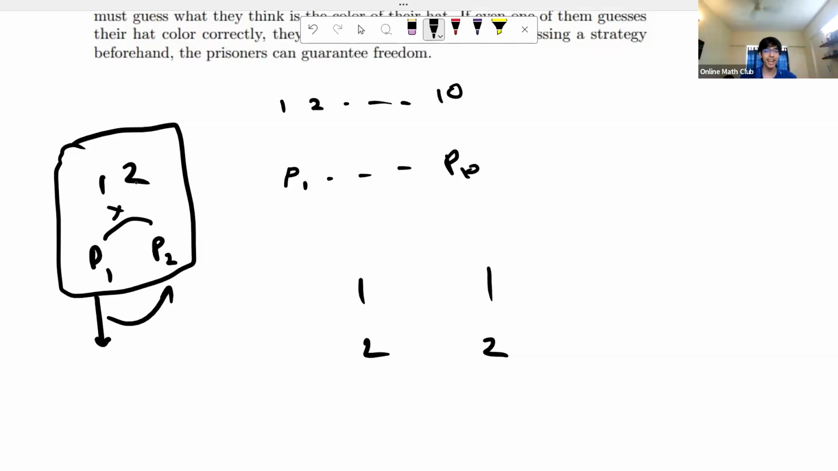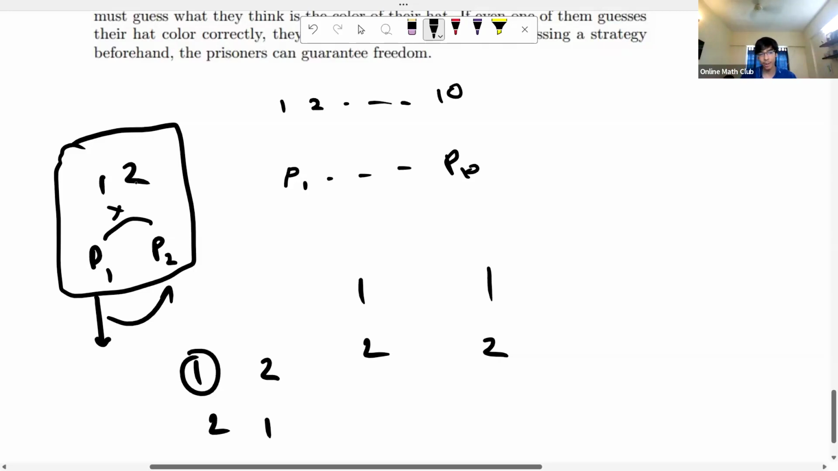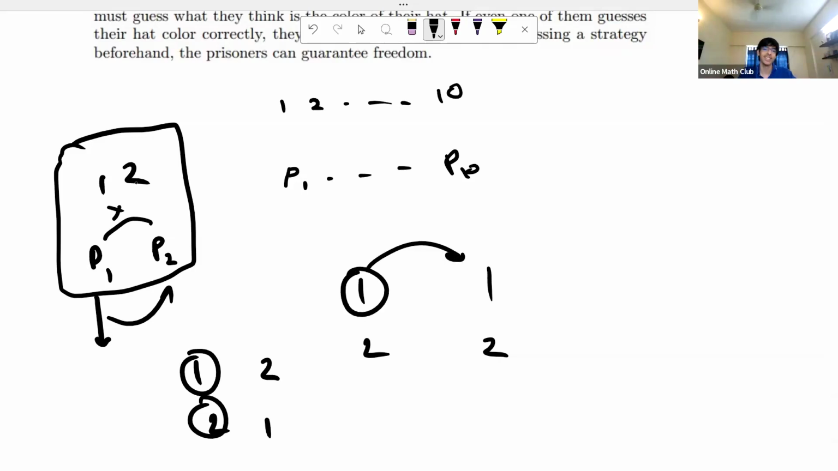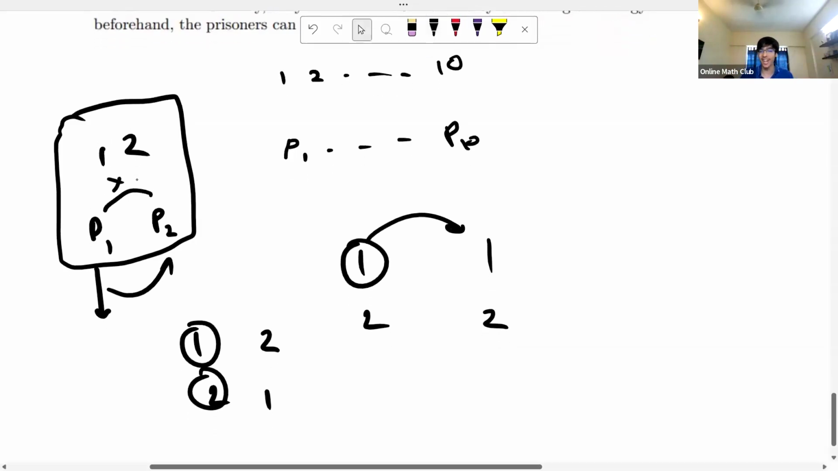Does that make sense? If they have 1, 2, or 2, 1, then person 2 will guess correctly because they guess the opposite of this person, which is their own. And if they're the same, then person 1 guesses correctly. And once you see it, you can't unsee this. But it's not something that's obvious by any stretch of imagination.